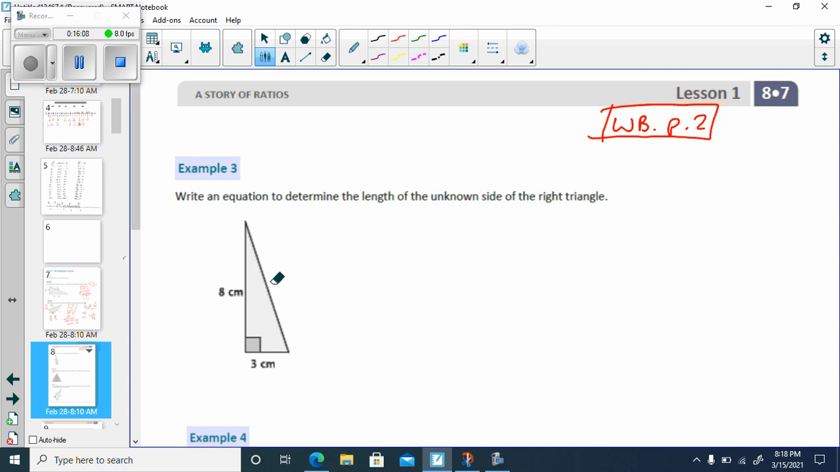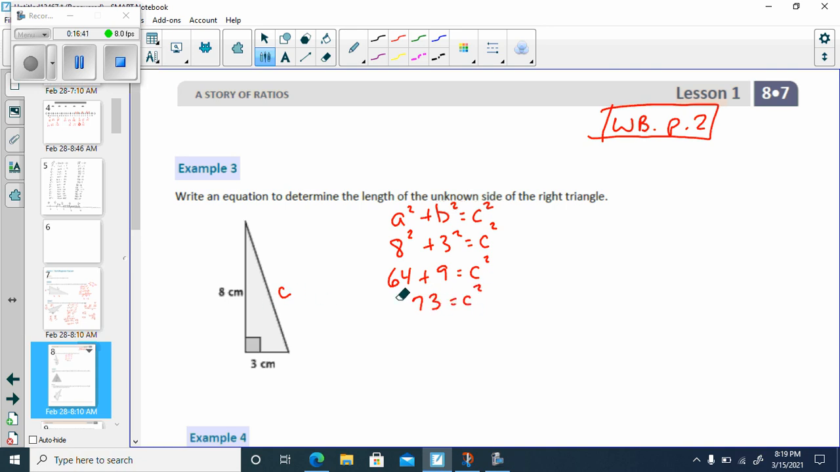Let's try to find the side here. We know when we're doing Pythagorean theorem that the hypotenuse is across from the right angle. There's our C. We're using a squared plus b squared is equal to c squared. It doesn't matter which one's a and which one's b here. 8 squared plus 3 squared is equal to c squared. 8 squared is 64. 3 squared is 9. That gives me c squared. 64 plus 9 is 73. So 73 is c squared.